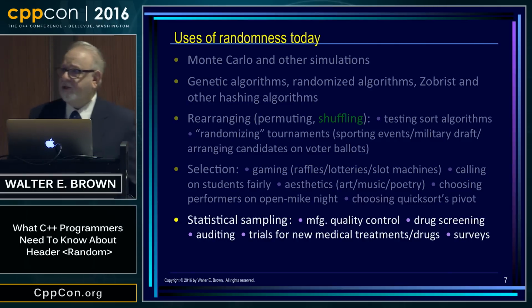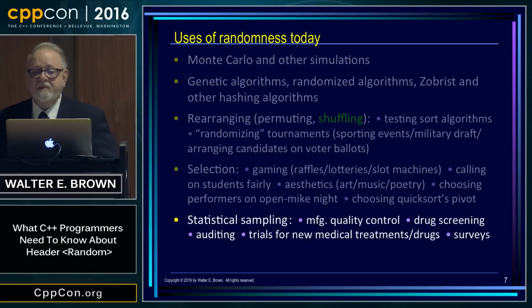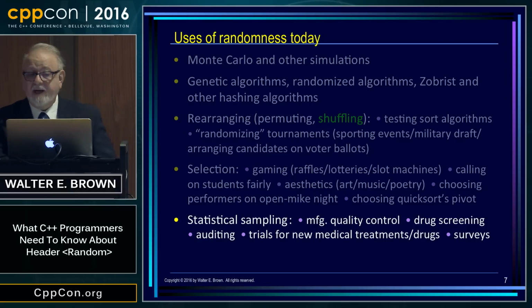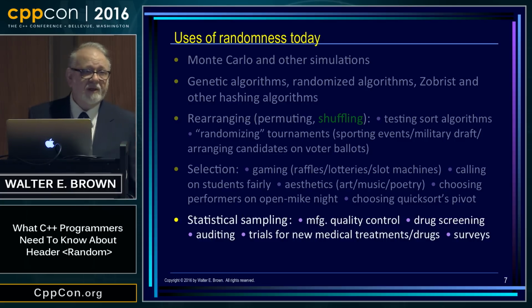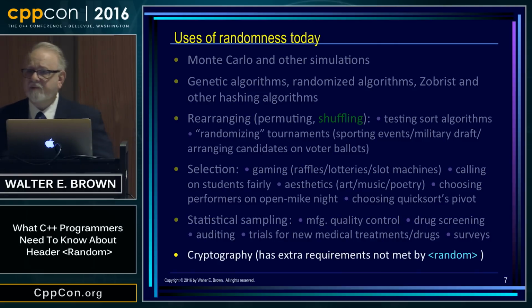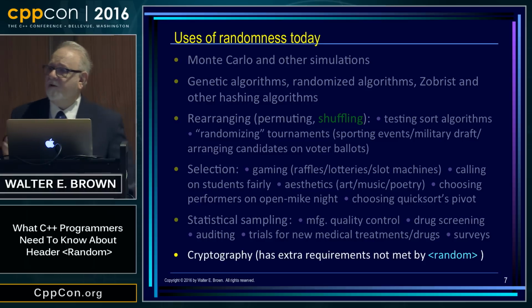A lot of applications in statistical sampling, in manufacturing quality control, in drug screening, auditing, trials for new medical treatments, et cetera, et cetera. It's a very long list. And one item I want to call out specifically, of course, random numbers have a role to play in cryptography.